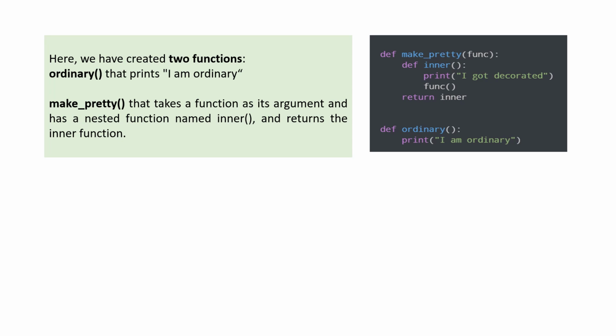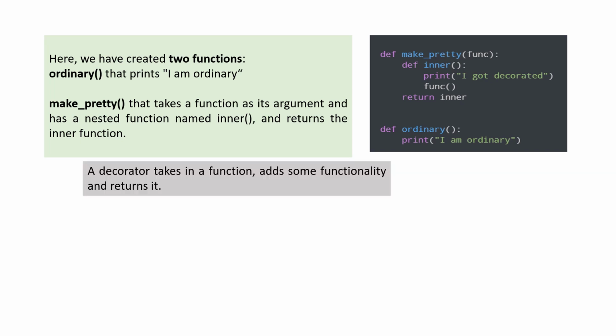For this, we have created two functions, ordinary and make_pretty. Ordinary prints "I'm ordinary". make_pretty takes a function as its argument. In Python, a function can also be passed as an argument. It has a nested function named inner and returns the inner function. To implement decorators in Python, these nested functions are used, and as we know, decorators take in a function, add some functionality and return it.